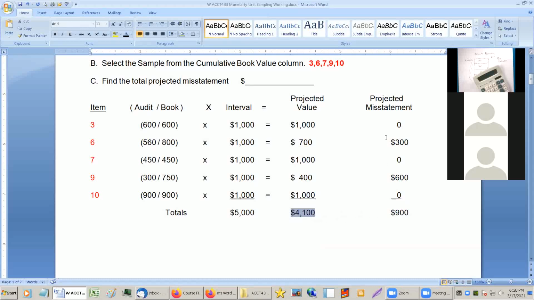And here's the projected value, the 4,100. Now, to get that number, you could just take the 900 and subtract it from this. The reason I say that is we only have 5 here, but suppose you had 300. It'd be a lot easier to add up whichever ones have a misstatement rather than the entire column, however many of these you have. So a lot of times they'll focus on this number more than anything else. So our projected value will be 4,100.